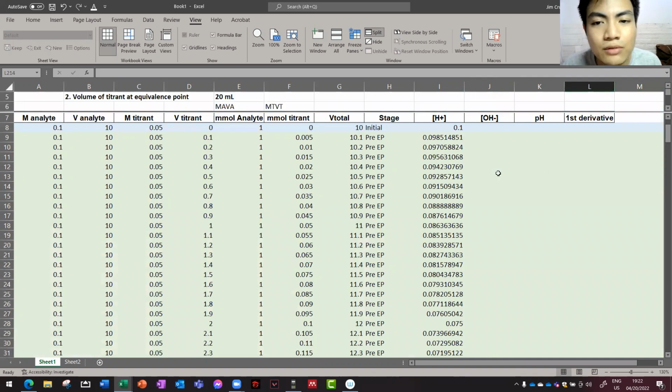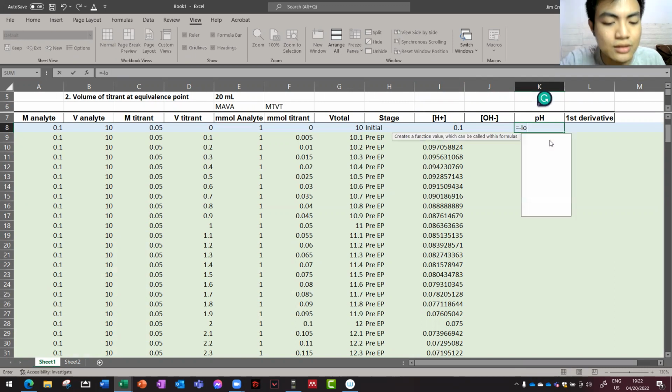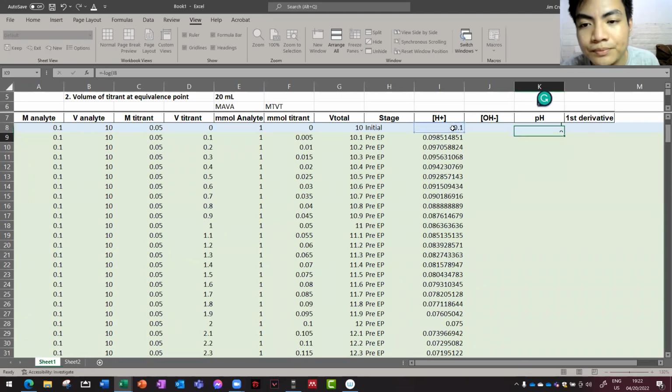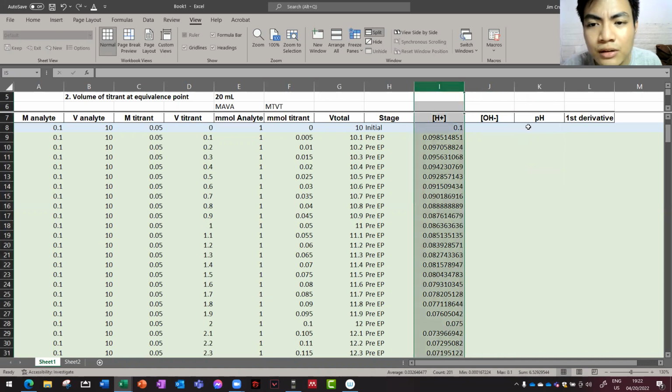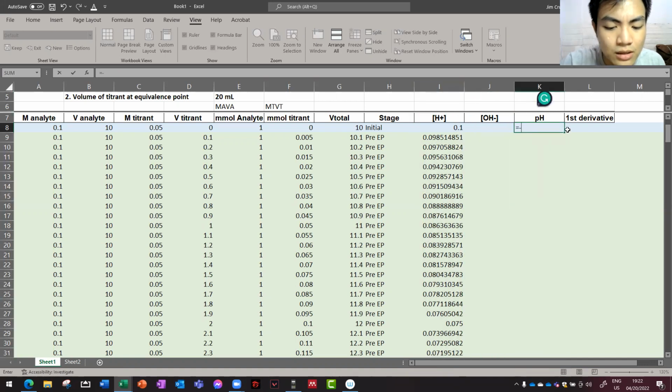Next thing we're going to do is to determine the pH. For the pH, it's simple. You just type in equal sign and then minus log, open parenthesis, select the concentration. According to this, the pH here is 1. And then I'll just drag this now, because since we solved for the H plus here, the equation for pH will be the same.